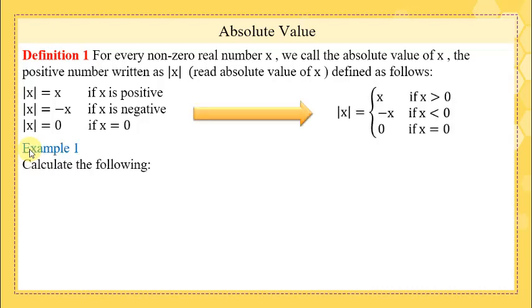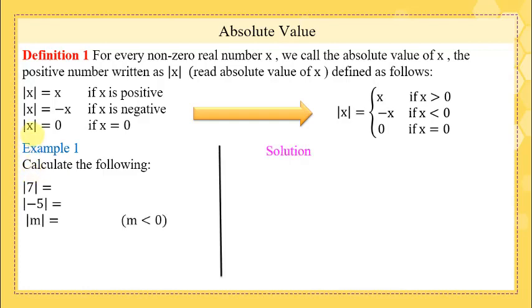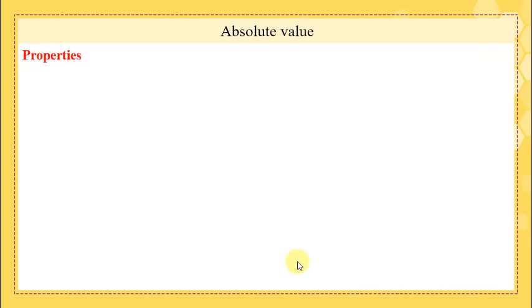Example, calculate the following. Absolute value of 7 equals 7, and absolute value of minus 5 equals 5, and absolute value of m equals minus m, since m inside is negative. So any positive number inside the absolute value, we keep it positive when we remove the absolute value. But if the number inside the absolute value is negative, like minus 5 and m, we multiply it by minus when we remove the absolute value.